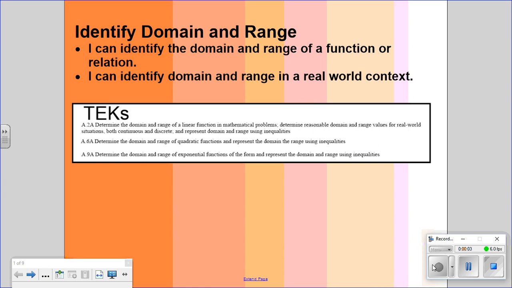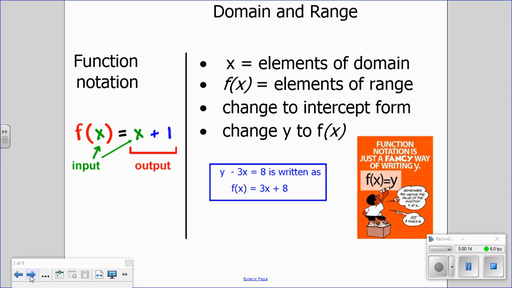Alright, in this lesson we're going to be talking about identifying domain and range. By the end, you should be able to identify the domain and the range of a function or a relation, and then identify the domain and the range within a real-world context.